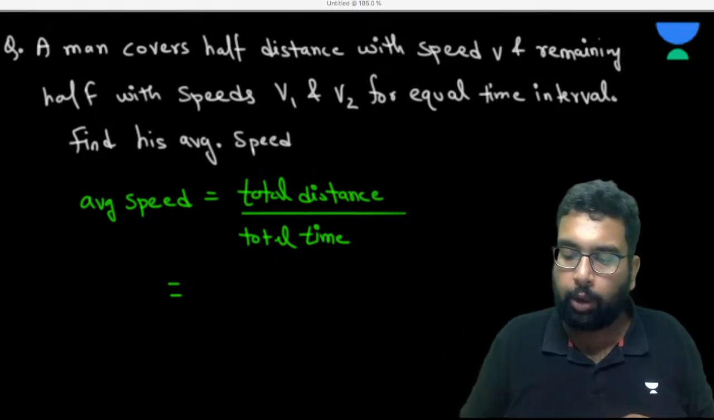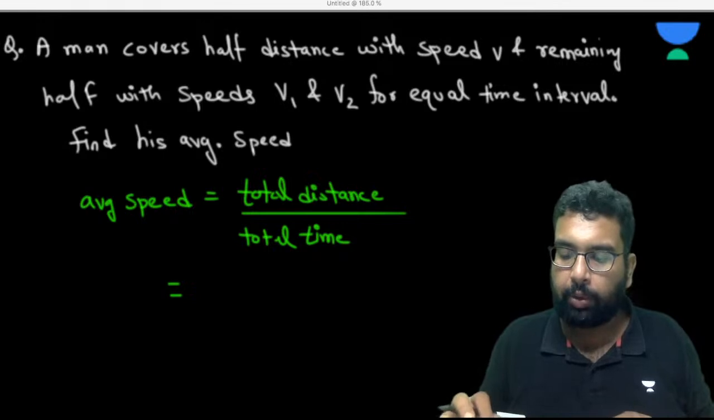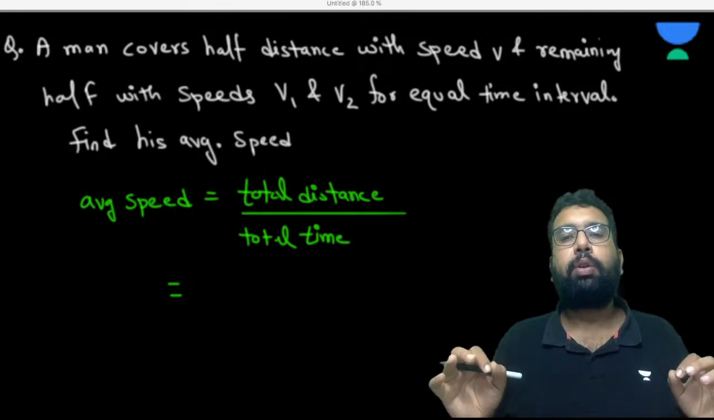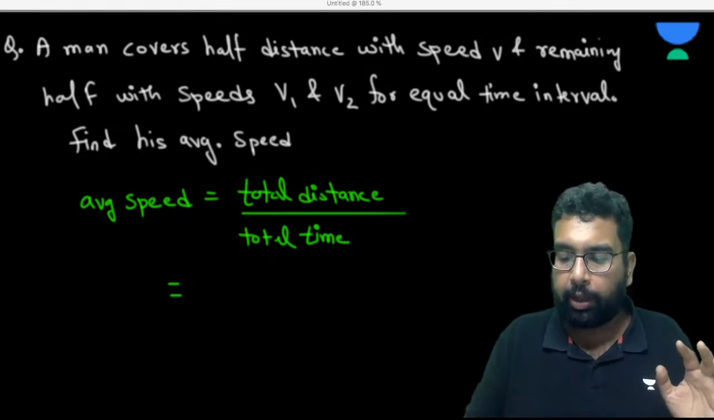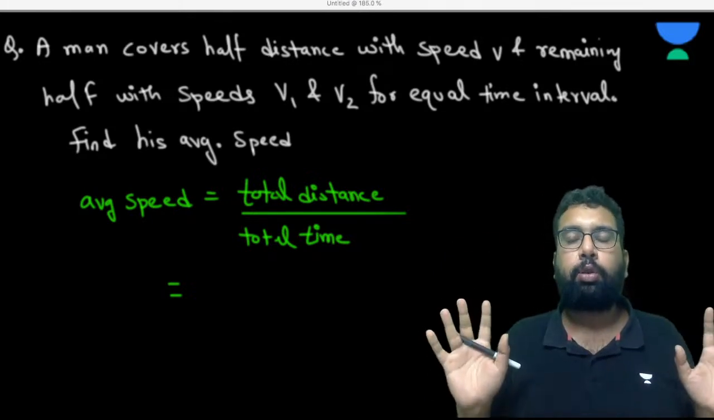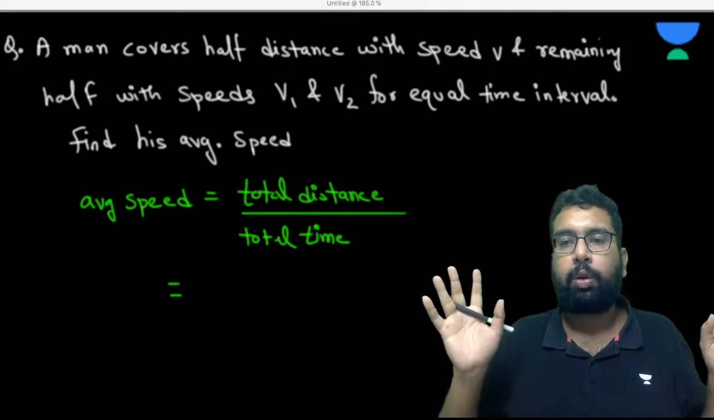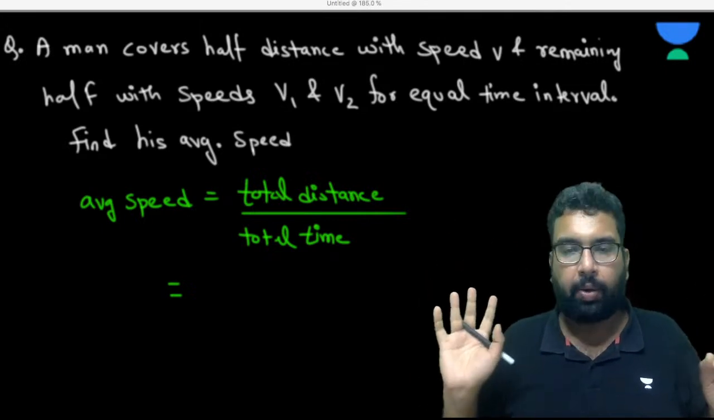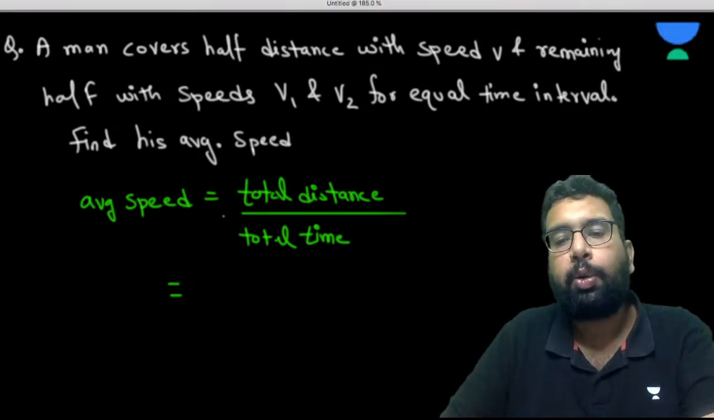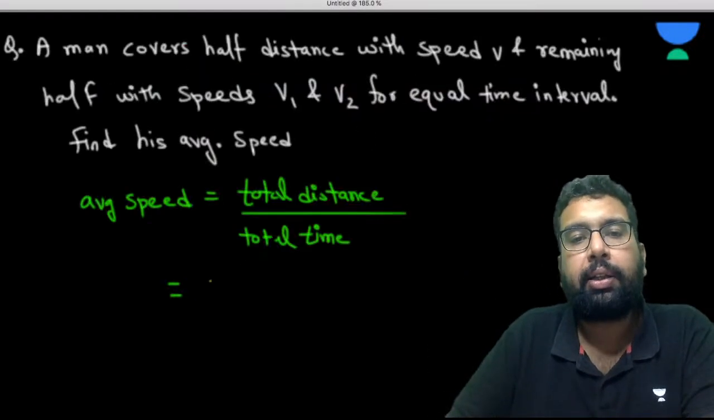So you cannot answer this question in any random number of variables. You cannot bring t into the solution. You cannot bring d into the solution. Your solution must be in terms of v, v1, and v2. Are you getting my point? Now, what is the total distance he covered? The total distance is d.